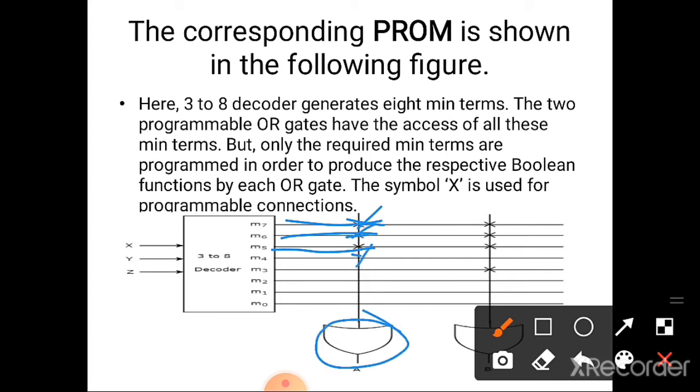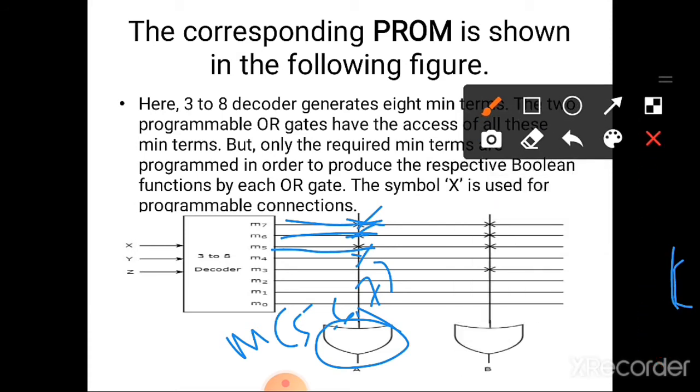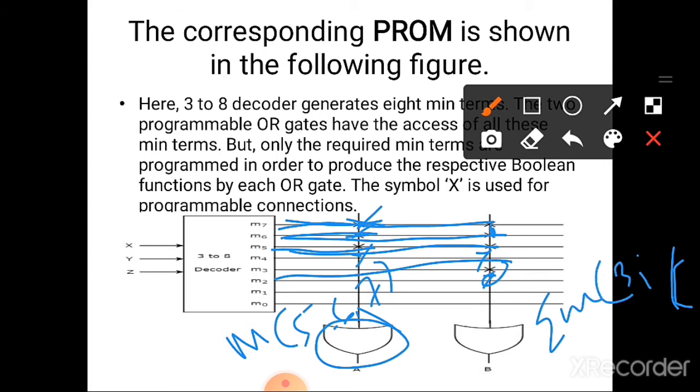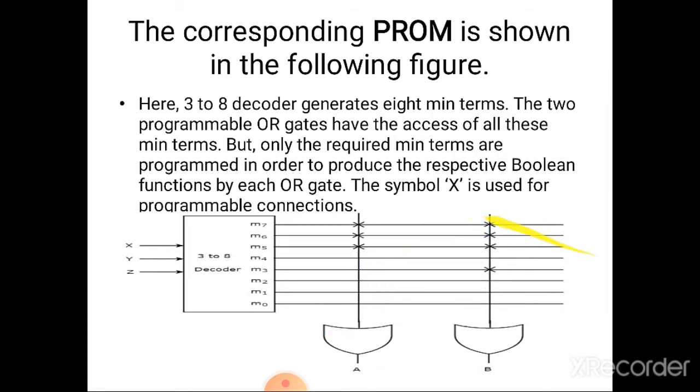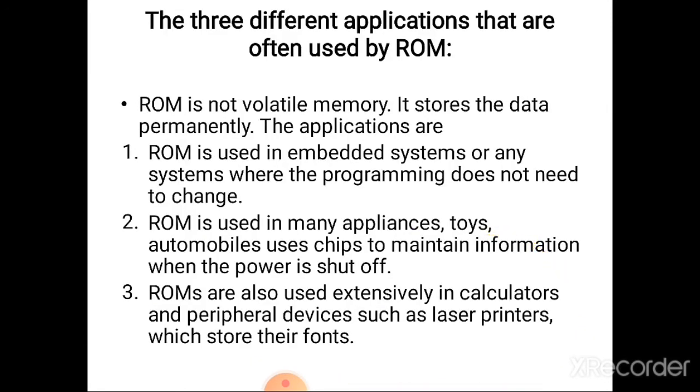So the first function A contains the minterms M5, M6, M7, and B contains M7, M6, M5, and also M3. So M3, these are the connections. So it contains the function 3, 5, 6 and 7. So this is the diagram of an implementation of a PROM.